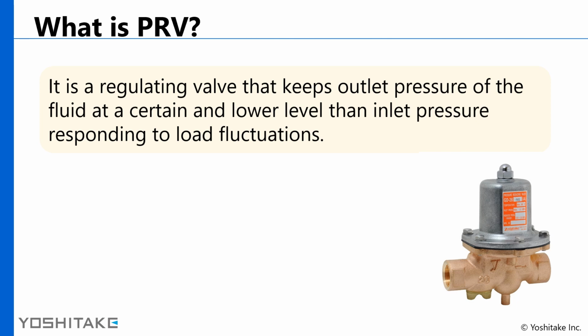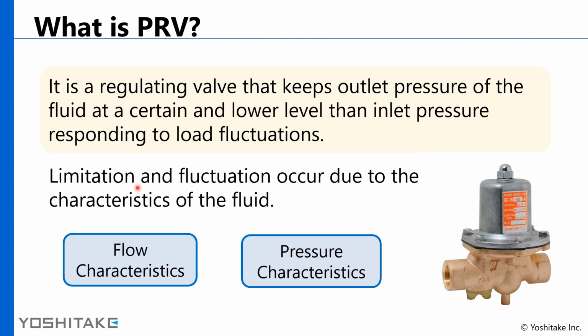Before I explain the main part of the presentation, I would like to explain what a PRV is. It is a regulating valve that keeps the outlet pressure of the fluid at a certain level, lower than the inlet pressure, responding to flow fluctuations. Limitation and fluctuation occur due to the characteristics of the fluid and are expressed as flow characteristics and pressure characteristics.